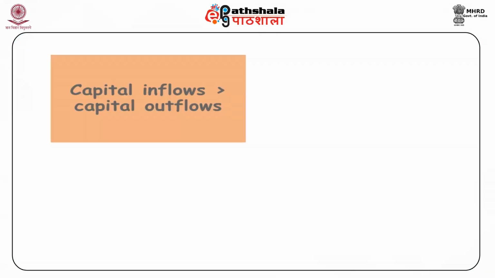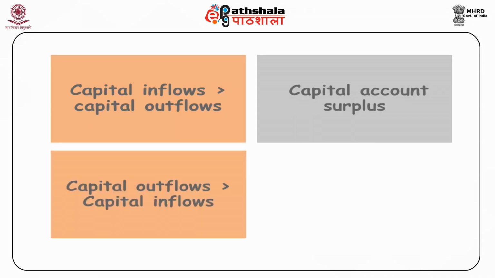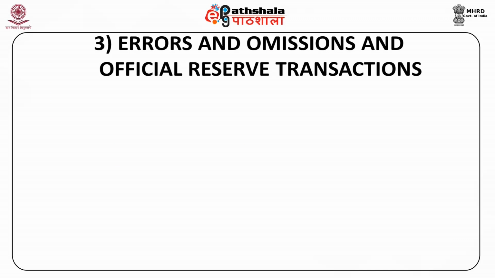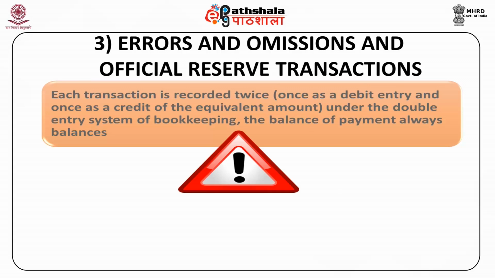When capital inflows exceed capital outflows, the country has a capital account surplus. In the reverse case, when outflows exceed inflows, it has a capital account deficit. The third component of the balance of payments is errors and omissions and official reserve transactions. In principle, as each transaction is recorded twice, once as a debit entry and once as a credit of the equivalent amount under the double entry system of bookkeeping, the balance of payments always balances.